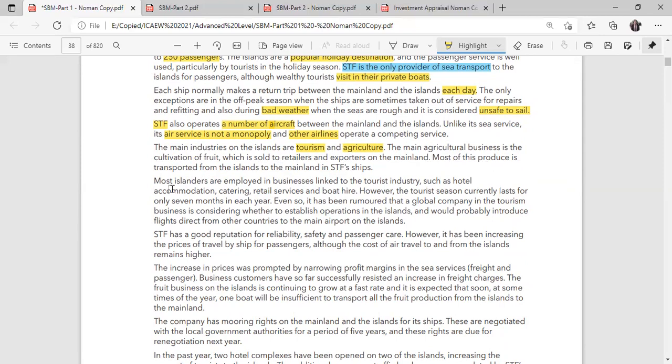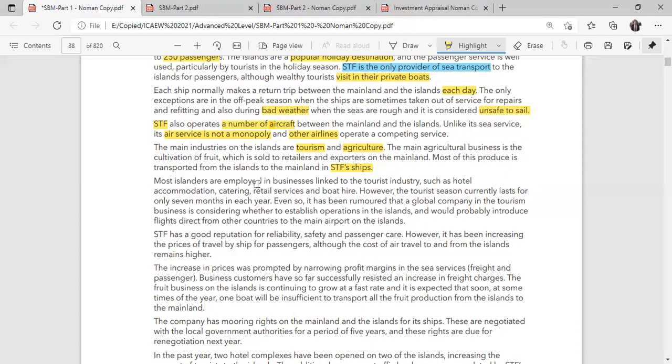The main agricultural business is the cultivation of fruit, which is sold to retailers and exporters on the mainland. Most of this produce is transported from the island to the mainland in SCF ships. Obviously, when fruits will be transferred from one place to another place, then they have to use their different ships of STF.